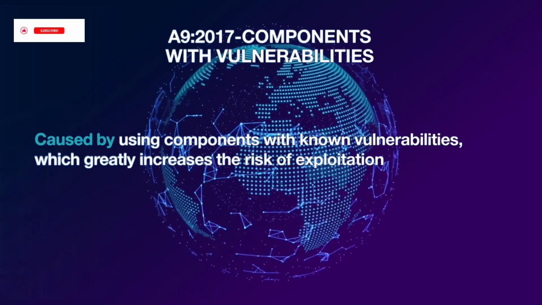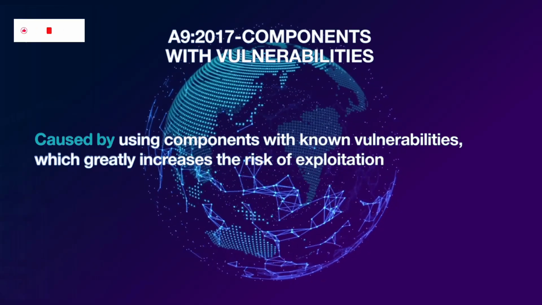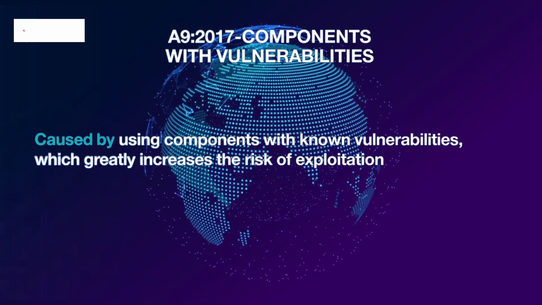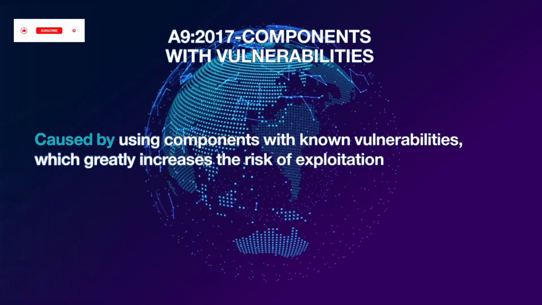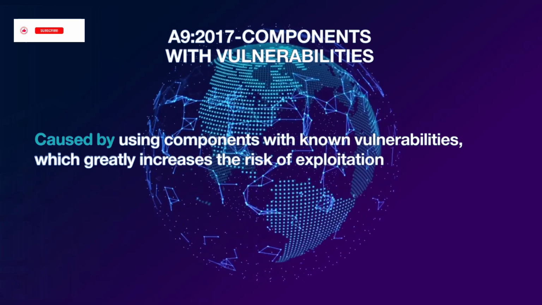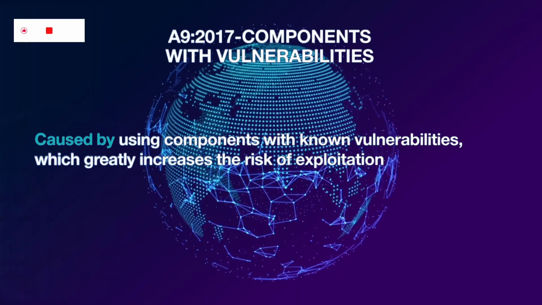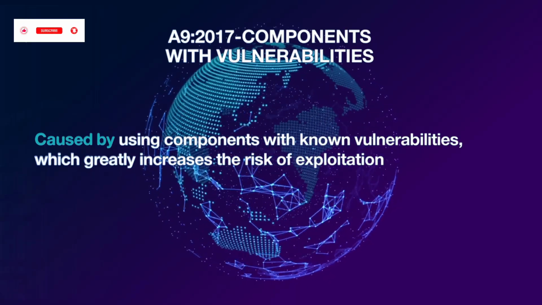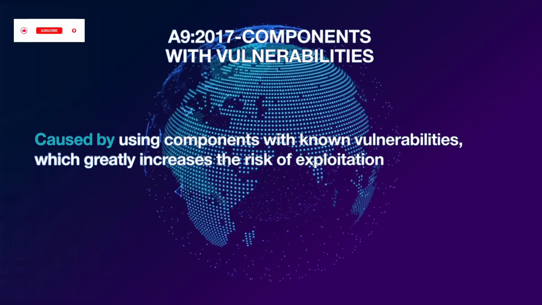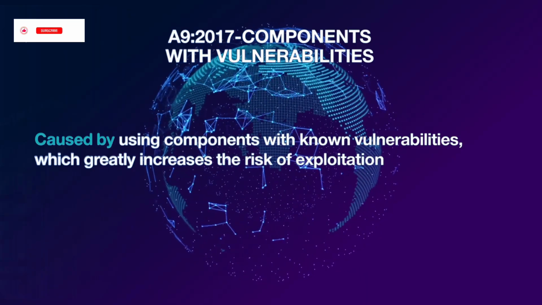That takes us to number 9, which is components with vulnerabilities. This is pretty straightforward. This is caused by using components with known vulnerabilities, which is going to increase the risk of exploitation. So what we want to do here is clearly identify the known vulnerabilities, continuously monitor them, and apply compensating controls where needed. So we want to research those vulnerabilities with somewhere like the National Vulnerability Database. We want to look at Common Vulnerabilities and Exposures, CVEs. We also want to research vulnerabilities on the vendor's website.